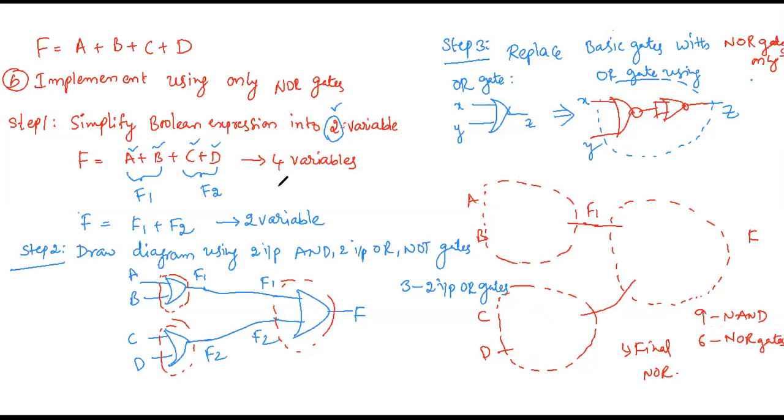So to implement the above Boolean function, if you want to implement in NAND gate, you need 9 NAND gates. If you want to implement in NOR gates, you need only 6 NOR gates. So generally, we look for low cost. So generally we prefer NOR gate due to the cost. Due to the cost, we prefer NOR gate compared to the NAND gate.